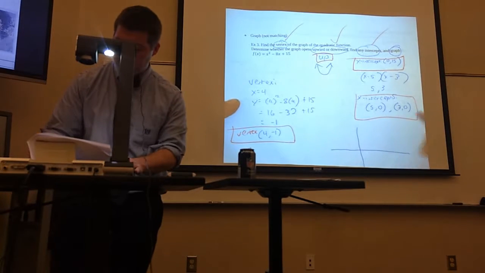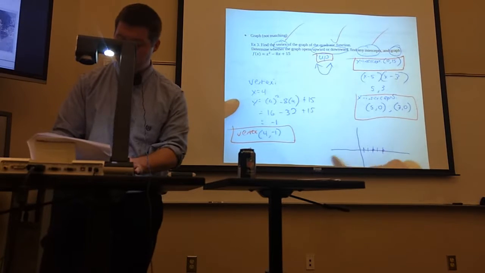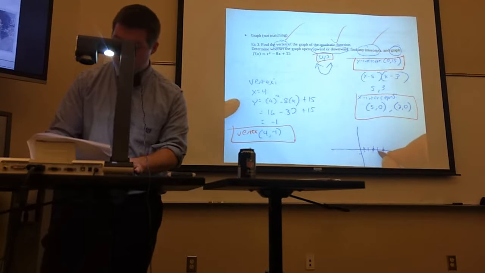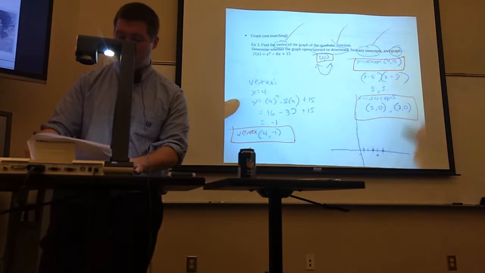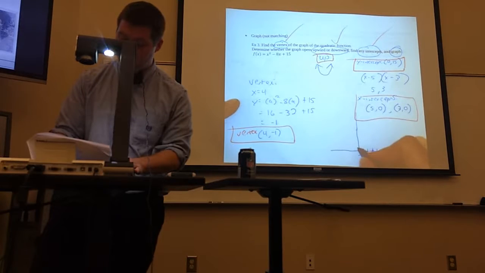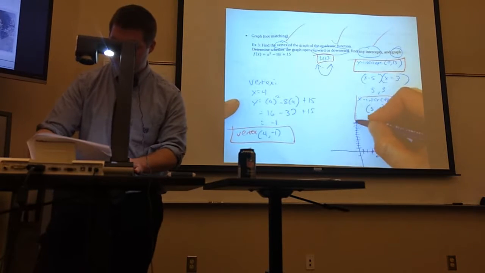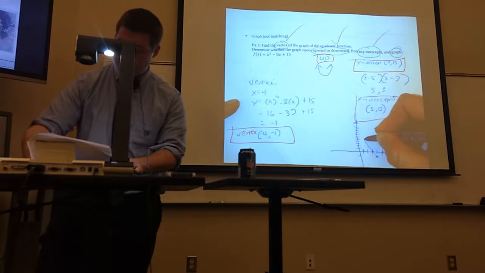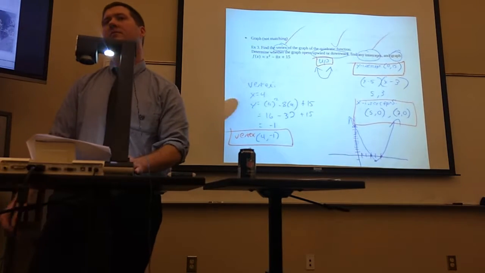But we've got a lot of points we can plot here. There's (3, 0). There's (5, 0). (4, -1). In our software, that's actually enough to graph it. But we'll go ahead and graph the y-intercept as well. 1, 2, 3, 4. Just for fun. Boom.